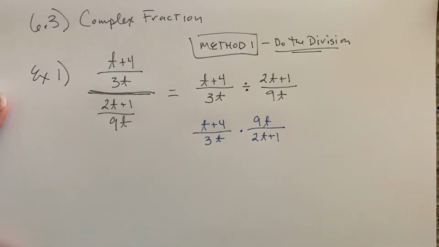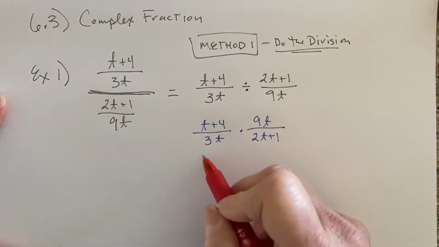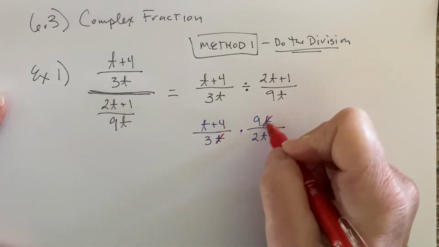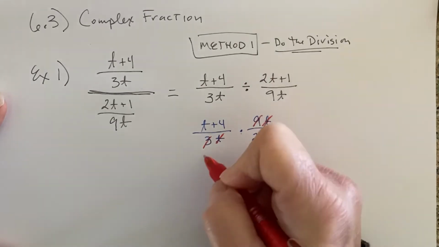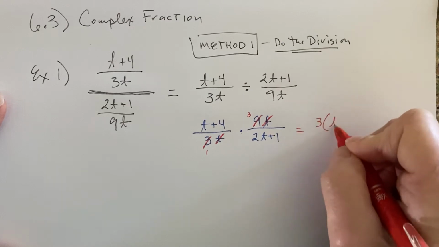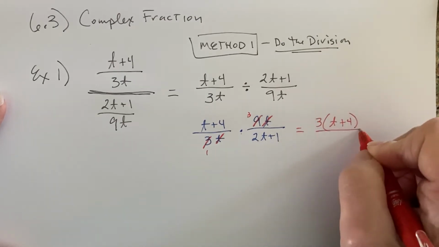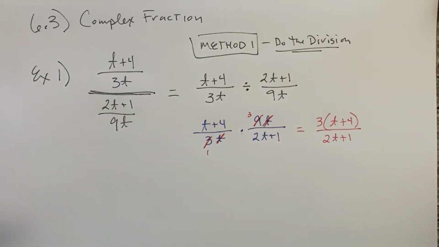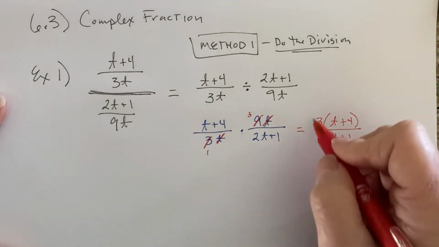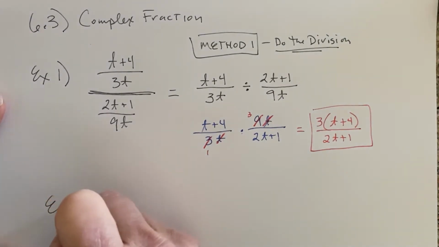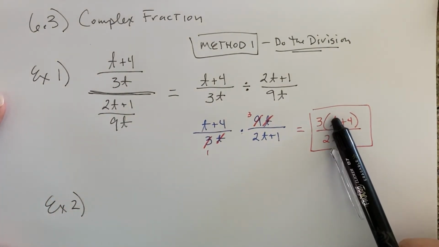All right, simplify. Once you get into the multiplication stage, you can simplify before you multiply. So I see the common factor of t, and then a common factor of 3. So if I multiply, I have the 3 times (t + 4), and on the bottom, I just have a factor of 1, so that's just t plus 1. That's it. That is method 1, where we just do the division.